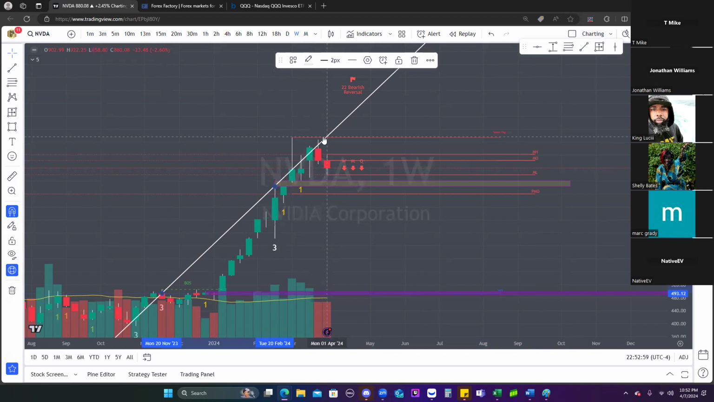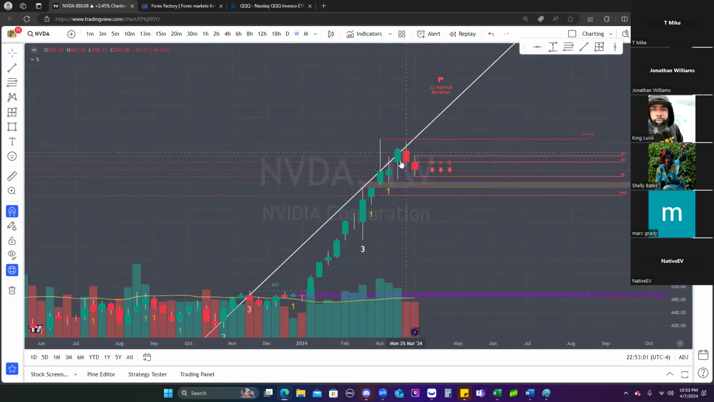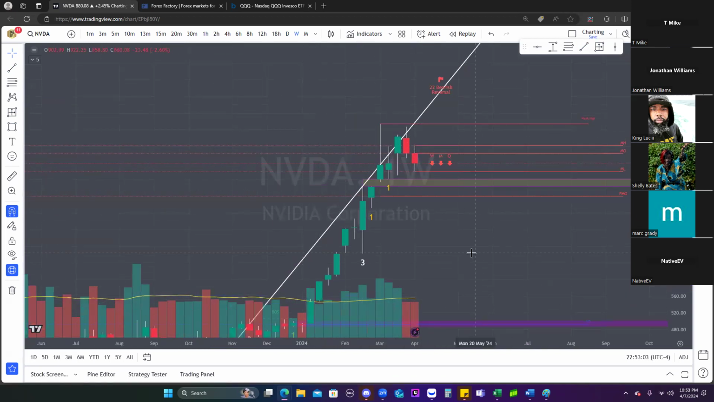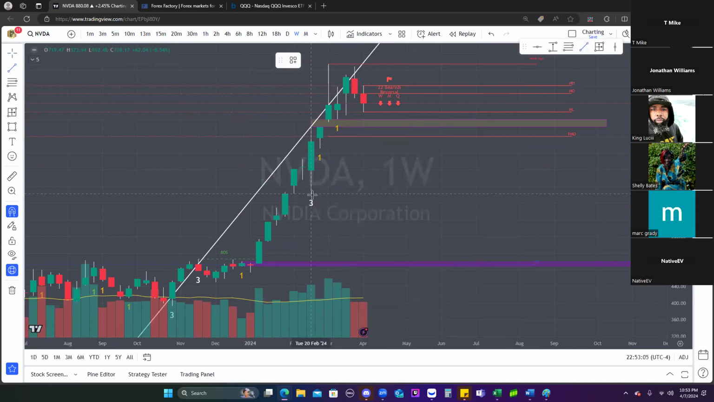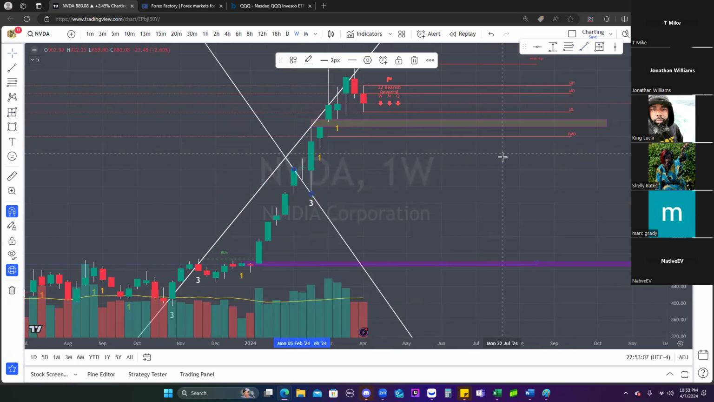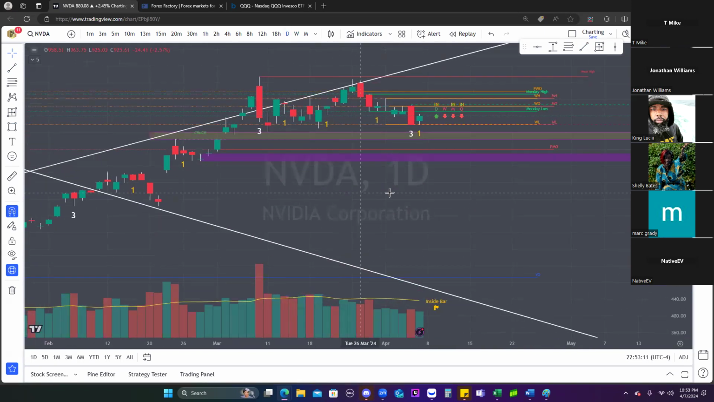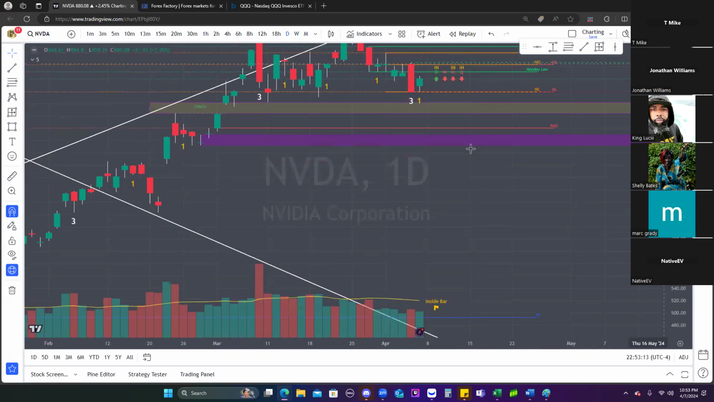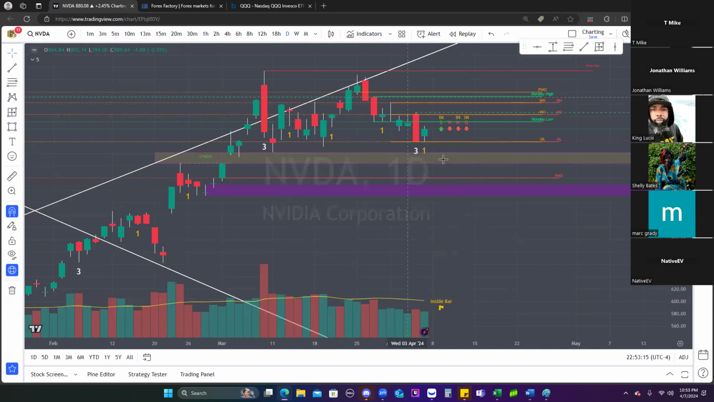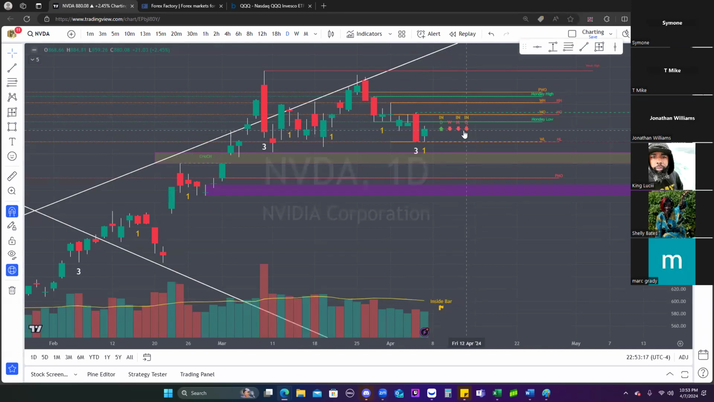Even though there are wicks low, the body tells the story. The body tells the story. Let's stick with that. I'm going to come off of this and drop it down. I think they're gonna run this up higher to a PMI or CPI, whichever one.